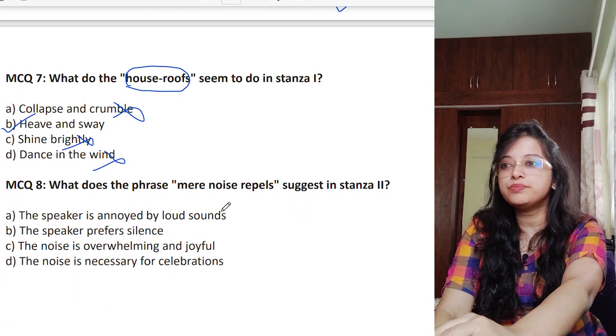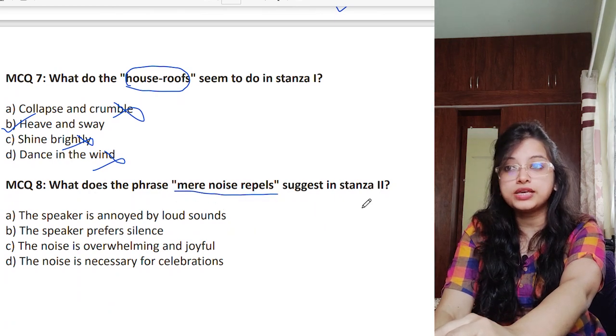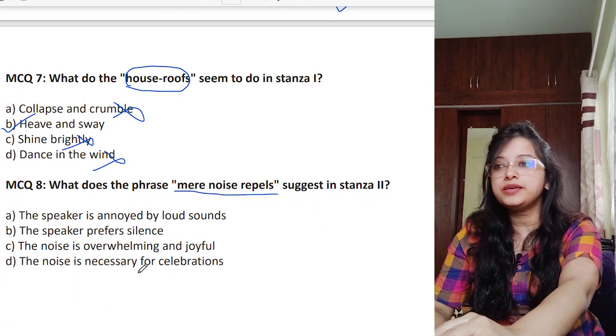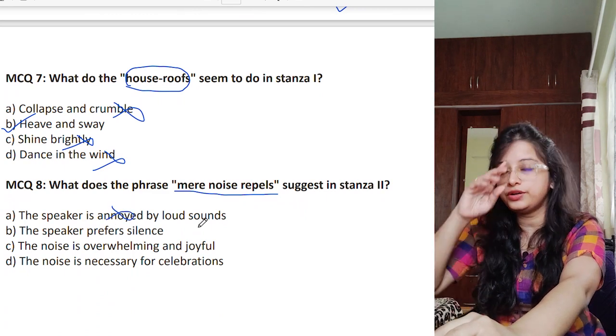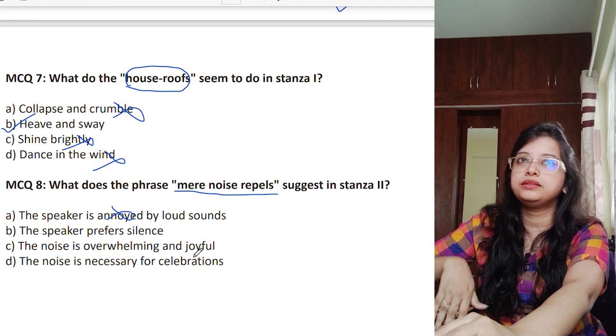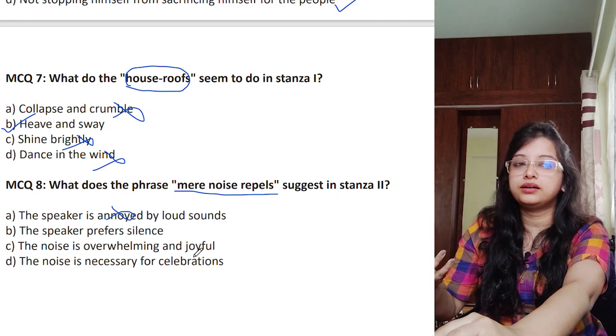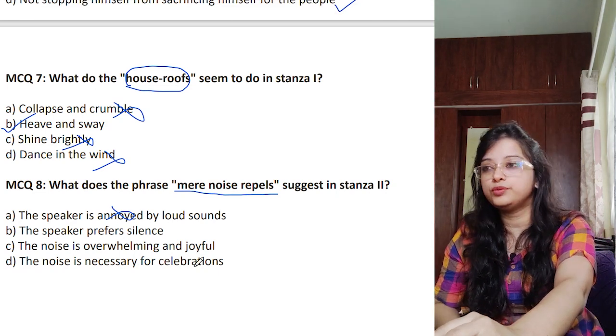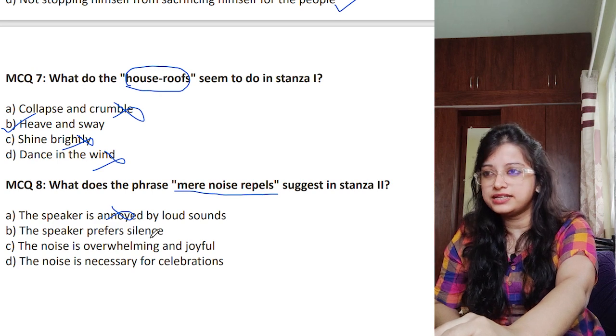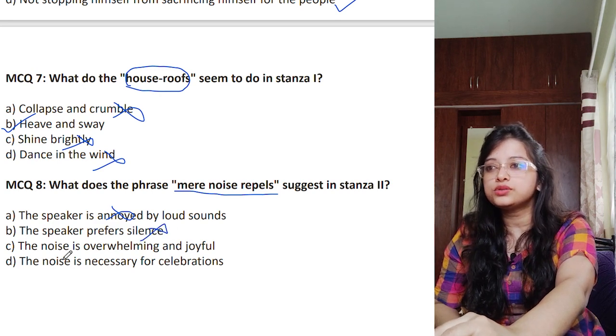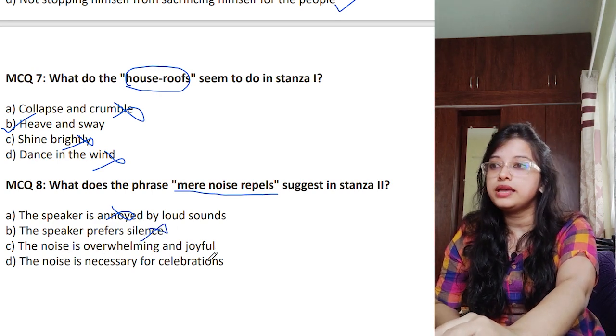What does the phrase mere noise repels suggest in stanza 2? The speaker is annoyed. He is not annoyed listening to all those sounds. He was happy that time, right? Later on he became sad by the way in which the people behaved with him. The speaker prefers silence, nothing as such. The noise is overwhelming and joyful. The noise is necessary for celebrations, nothing as such.